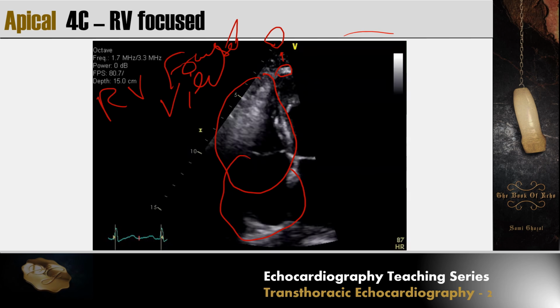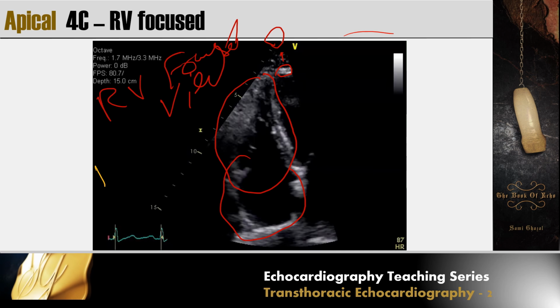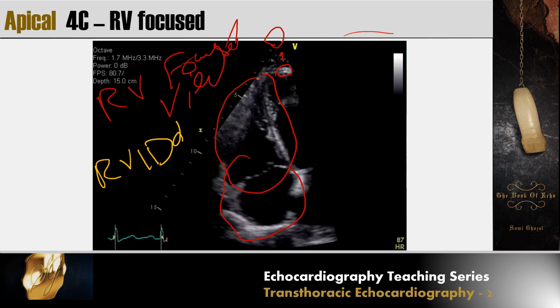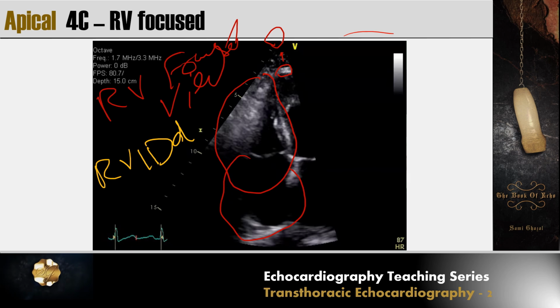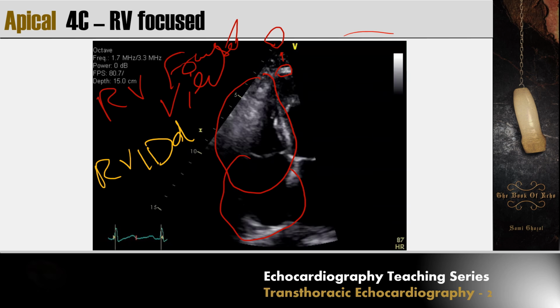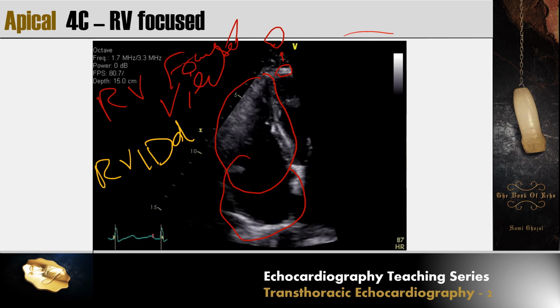Also here in this view, we will measure the RV internal diameter at end of diastole. Let me just stop the video here. So we measure it in end of diastole, the largest RV size, and we measure it here, basal diameter. We can also measure another measurement at mid-level. However, this one here is mandatory.